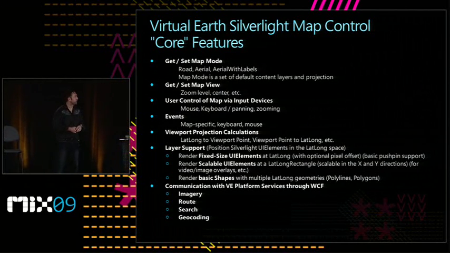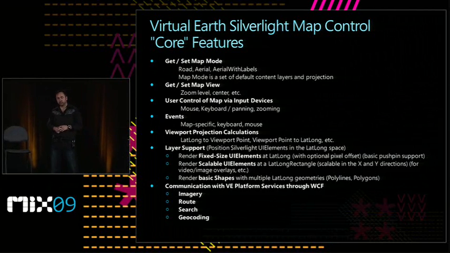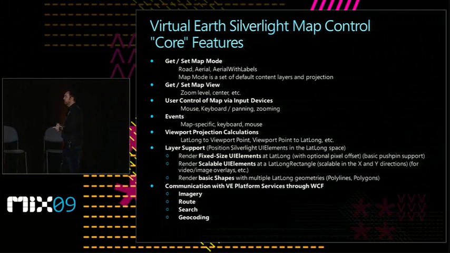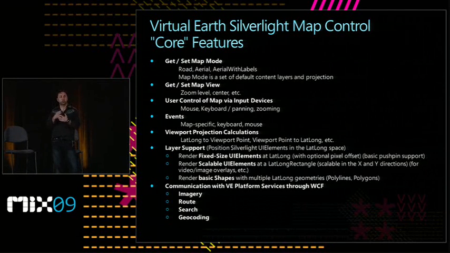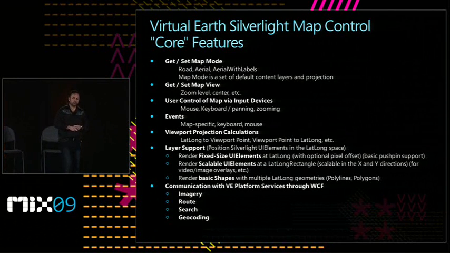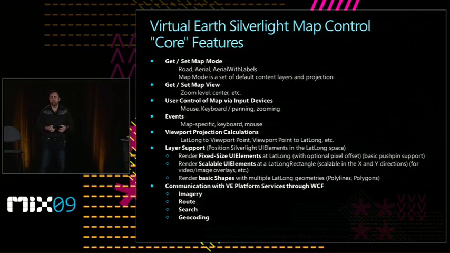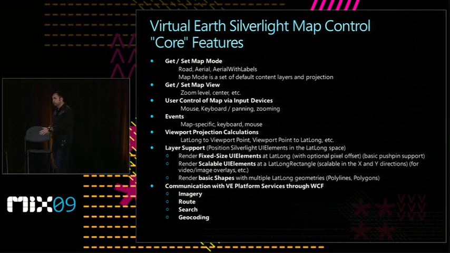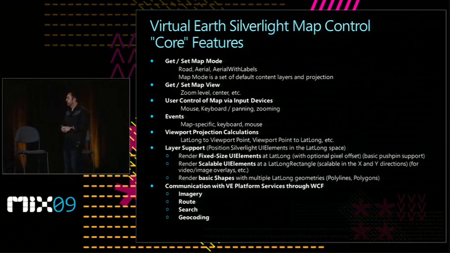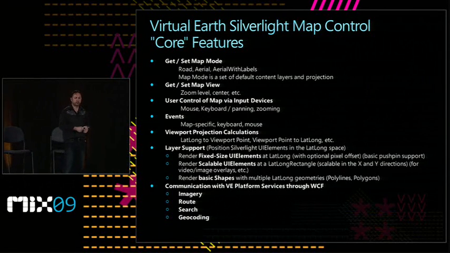All right? So basic stuff. You want to get a map. You want to set the map mode. So you can have a map just load, or you can have it load in road or aerial with labels. Okay? You can set the map view, so based on a bounding box, zoom level, center point, things like that. You have that level of control, things you kind of would expect.